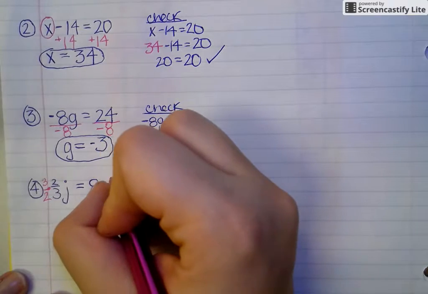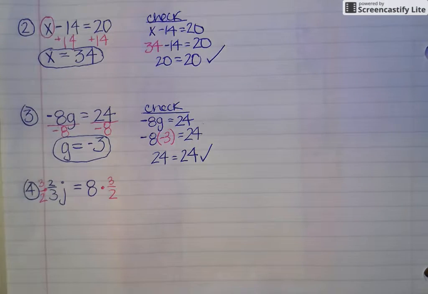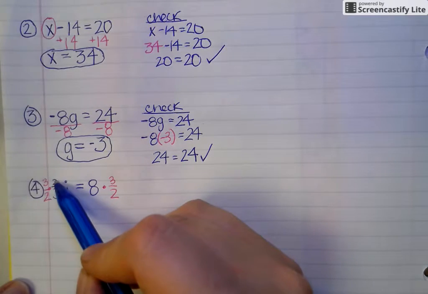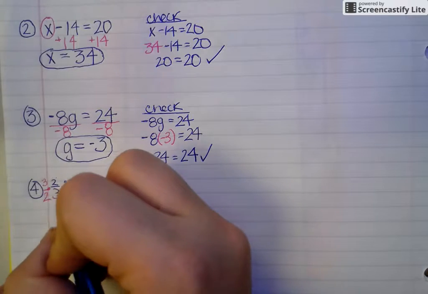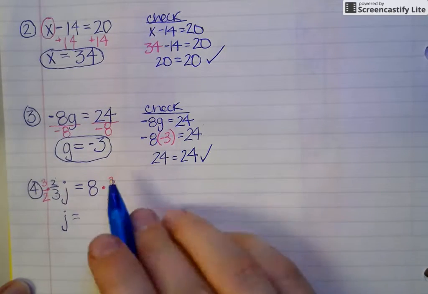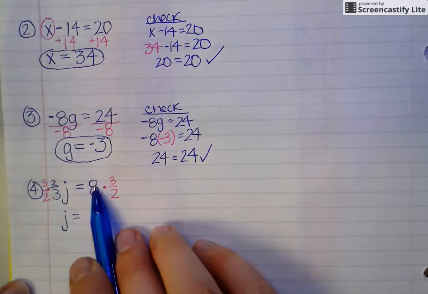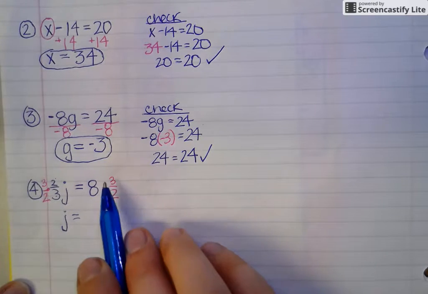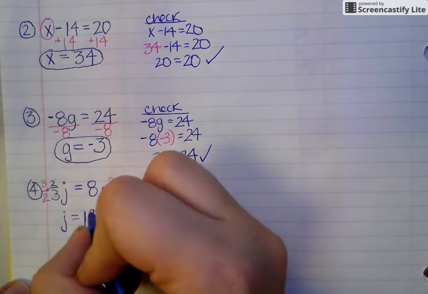What you do to one side, you always do to the other. These are going to cancel because 3 times 2 is 6, and 2 times 3 is 6. That cancels, so we're left with j. Now, this becomes 8 because it's 8 over 1. 8 times 3 is 24, divided by 2. So you're going to be left with 12.